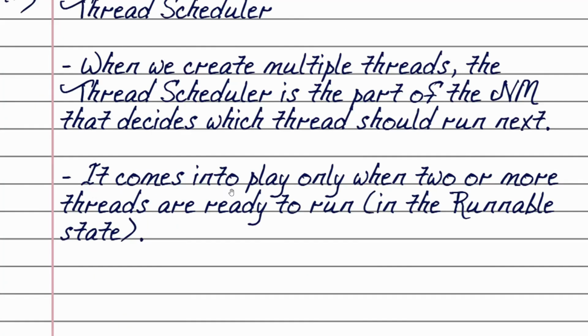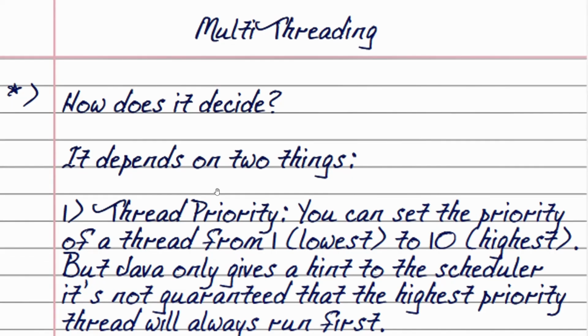It comes into play only when two or more threads are ready to run. Thread scheduler comes into the picture when two or more threads are in running state, that is nothing but the runnable state. Let's see how it decides. So how does it decide, after completing a thread's task, which thread should be executed next?